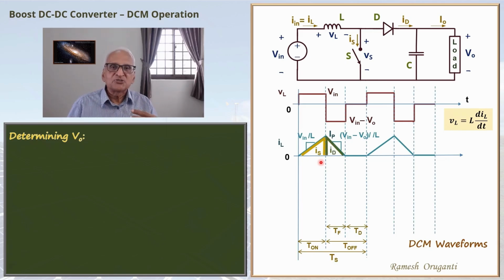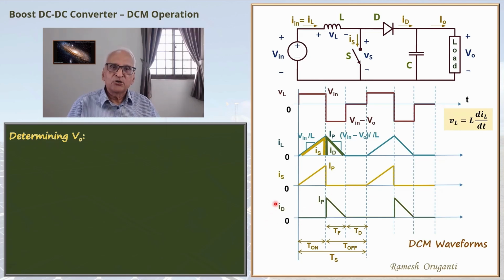So we can draw the switch current and the diode current separately. This is the switch current, starts from 0, goes to IP at the end of the T-on interval, comes down to 0 and stays at 0 till the switch is switched on again. This is the ID current, diode current, stays at 0 except during the TF interval, current fall interval. During this interval, the current starts from IP and goes down to 0 in the diode.